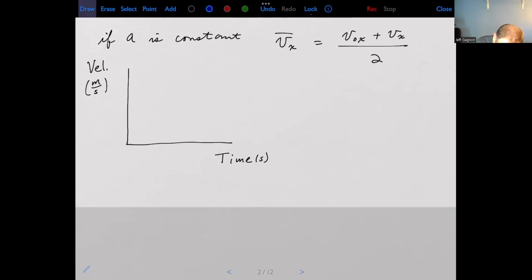So it's going to be a line, this graph. So let's say it looks like that, just some line. And assume that this is the initial velocity, and let's say this is the final velocity.